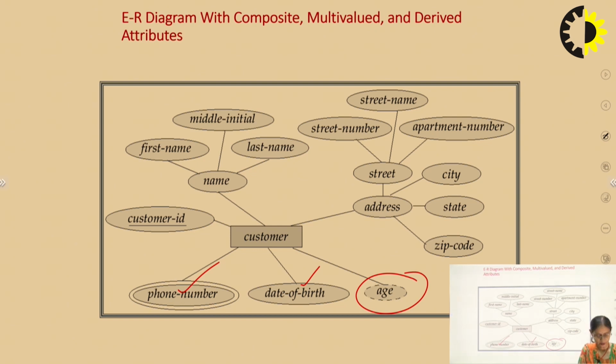And how are we going to show the composite attribute? This is the way to show the composite attribute: the customer has the name, and this name comprises first name, middle name, and last name. Similarly, address: street, city, state, zip code. This street is further comprised of street number, street name, apartment number, and so on.